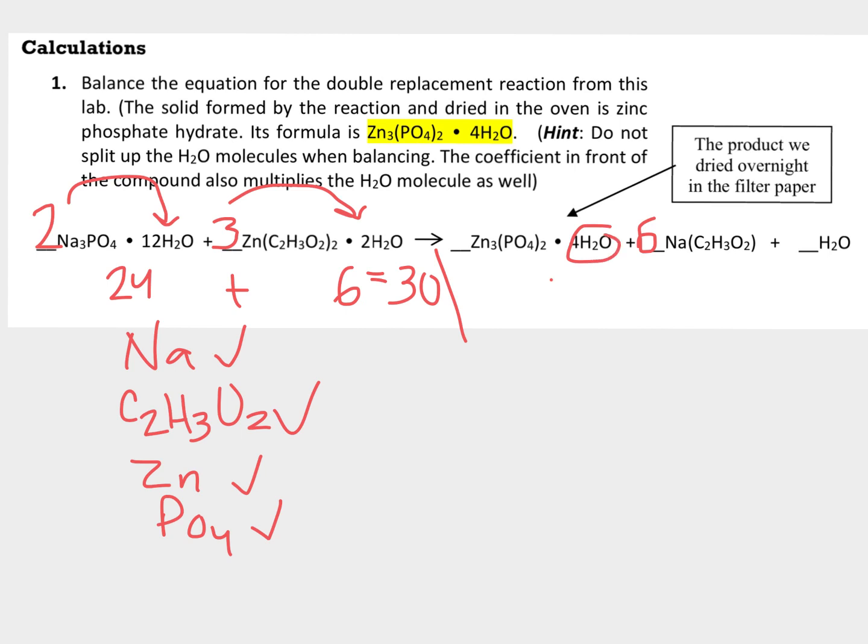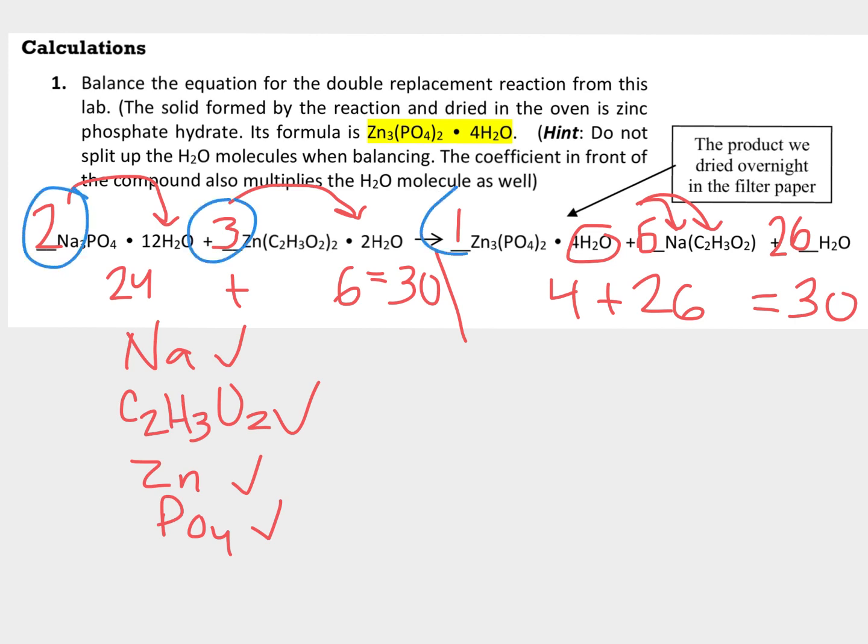Well, right here I have 4 waters, and that's it. I only have 4 waters over here. This 6 can only distribute to the sodium and the acetate. So I guess the question is, how many do I need over here to give me 30? I'm going to need 26. So 4 plus 26 will give me 30. So this means I'm going to put 26 right there. Perfect. So it looks like this balanced out, crazy, right, is going to be a 2, 3, 1, 6, and 26.